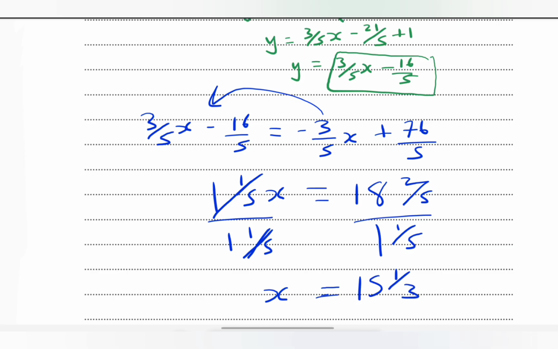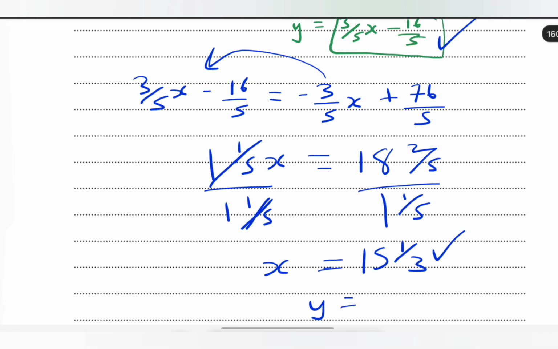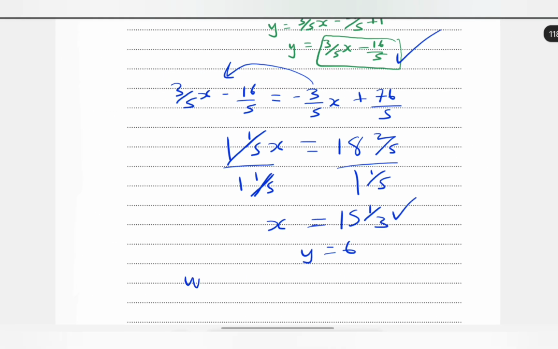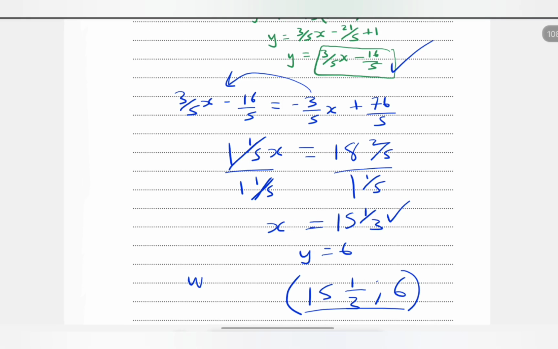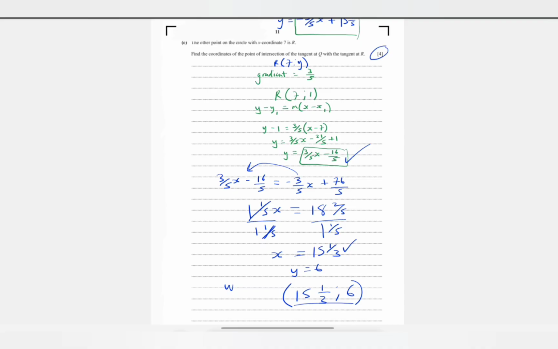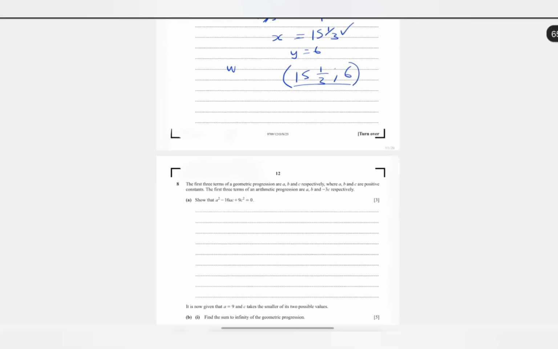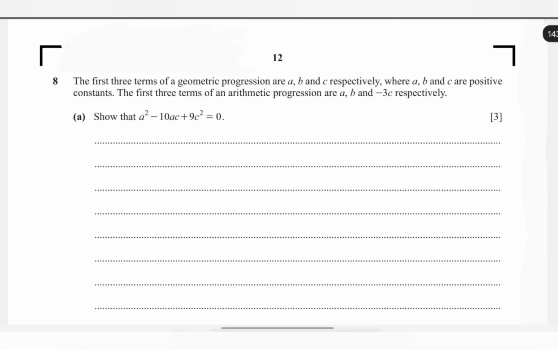And to get the y coordinate now, I'm just going to substitute this into this equation right here. So 3/5, our x is 15 1/3, minus our 16/5. Then I'm getting the y coordinate to be 6. So that point, which we called W, has coordinates 15 1/3 and 6, like that. And this is for 4 marks. And now on to number 8.